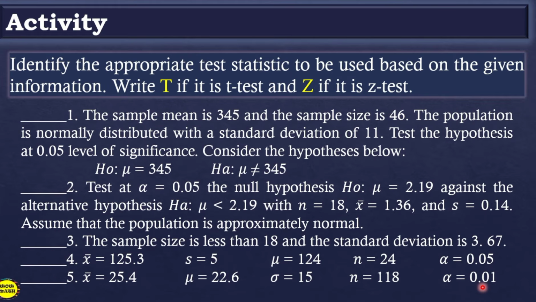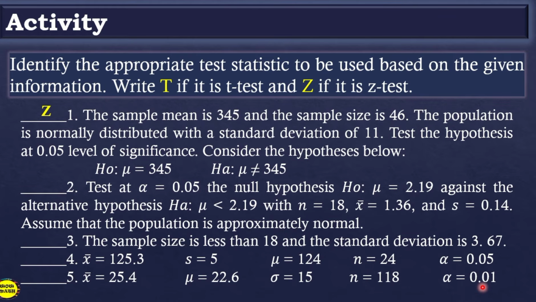Given the sample mean and the sample size, which is 46, that is greater than 30, and with the standard deviation of 11. Given our n is greater than 30 and the population standard deviation is given, therefore C. Okay. Next, number 2.